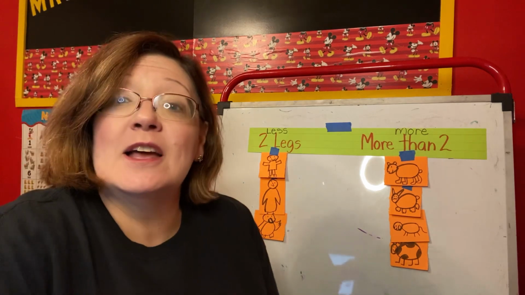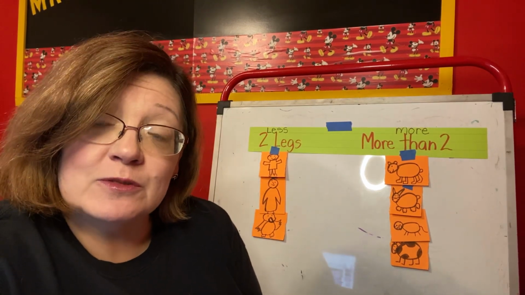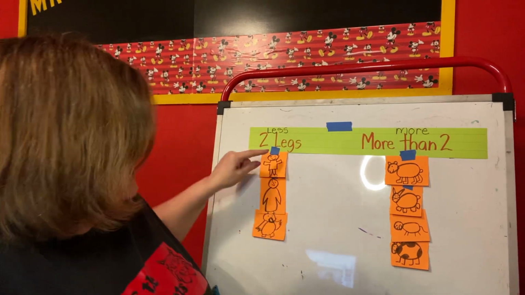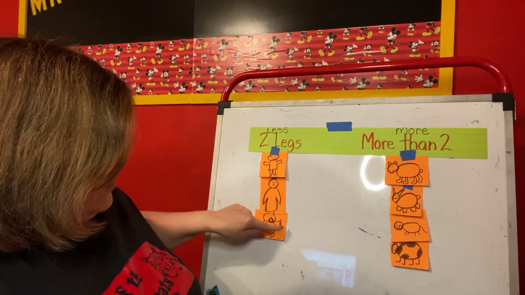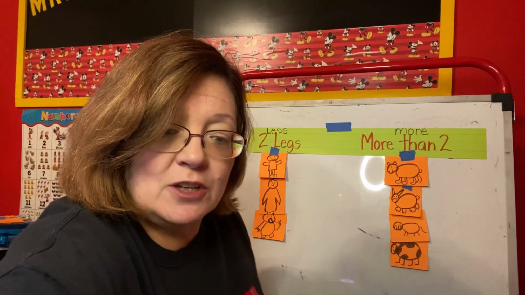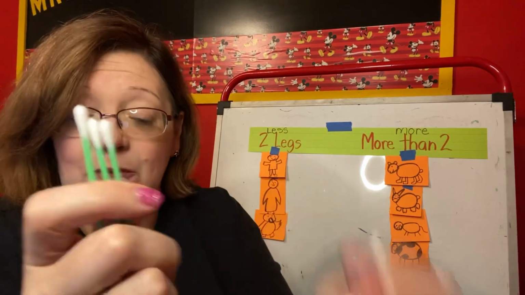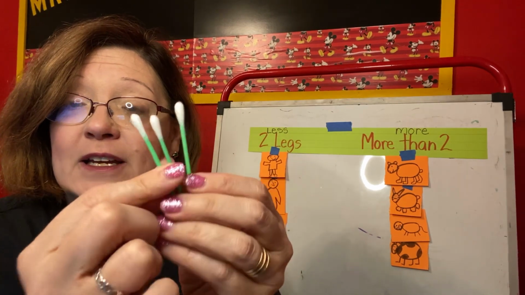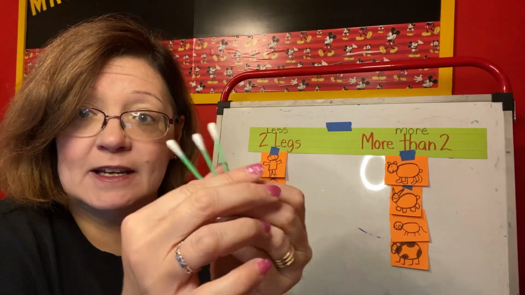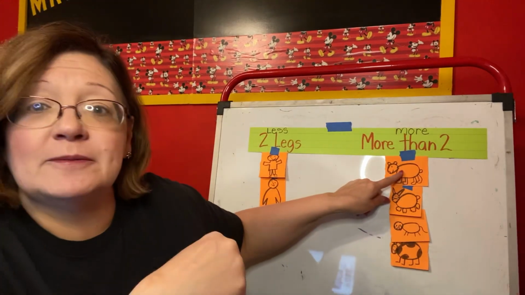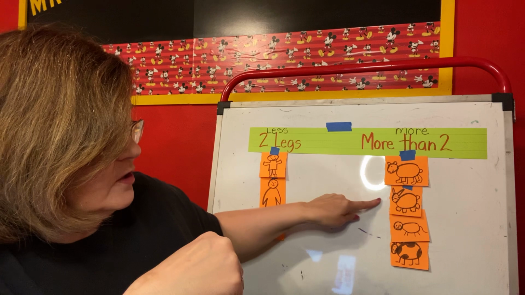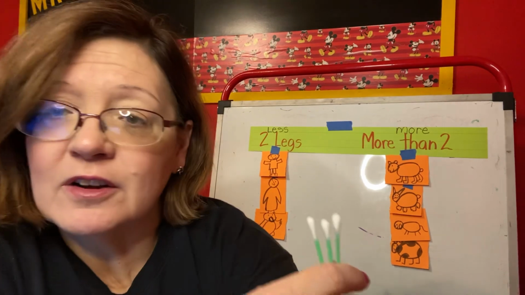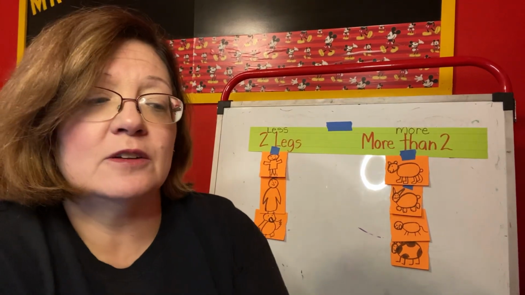So which one has more animals? We're comparing. Okay, let's count our things in their list. 1, 2, 3. Now I'm going to use some Q-tips because I know we have Q-tips at home. So I'm using these to count with. 1, 2, 3. There's 3 of them. Okay, I'm going to hold them right here. Now let's count these over here. 1, 2, 3, 4. How many over here? 4. So put my 3 down.